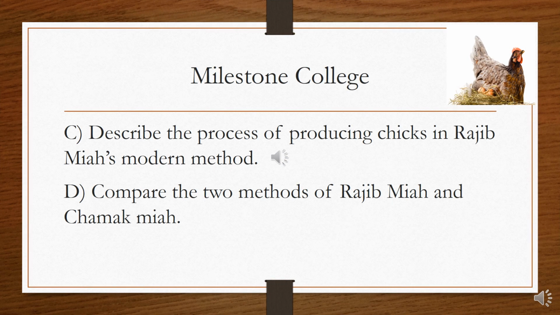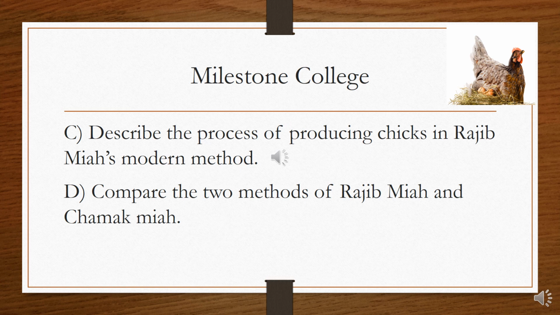Here are the questions. Question number C, that is applied based questions. Here the question is, describe the process of producing chicks in Rajiv Mia's modern method. Rajiv Mia's modern method is known as artificial method, that is incubation method. The method of incubation is the most modern and improved system. This method is followed in big poultry farms, and from this method the important issues are temperature, relative humidity, turning of eggs, placing the eggs, examination of eggs, transfer of eggs from setting tray to hatching tray, cleanliness, and finally fumigation. The discussion I told you before.